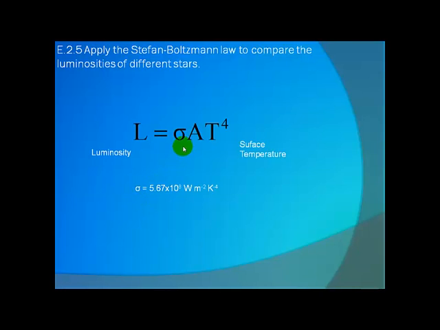Sigma is the factor by which you determine the luminosity. It's the constant of variation, let's say, and A is the surface area of the star. So this is the Stefan-Boltzmann law to do the luminosity, and this is very important. It basically tells you that if you double the temperature, the luminosity is going to be 2 to the power of 4 times brighter.